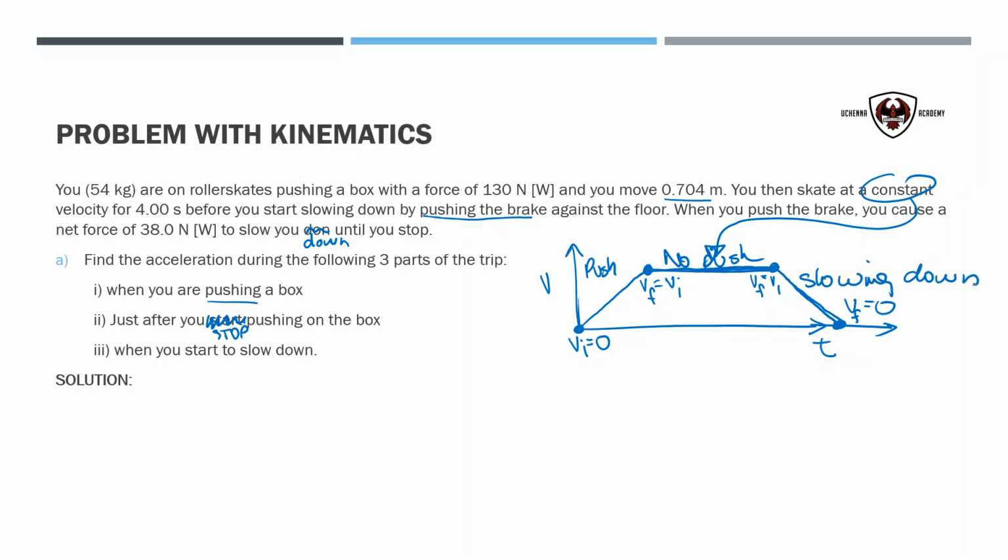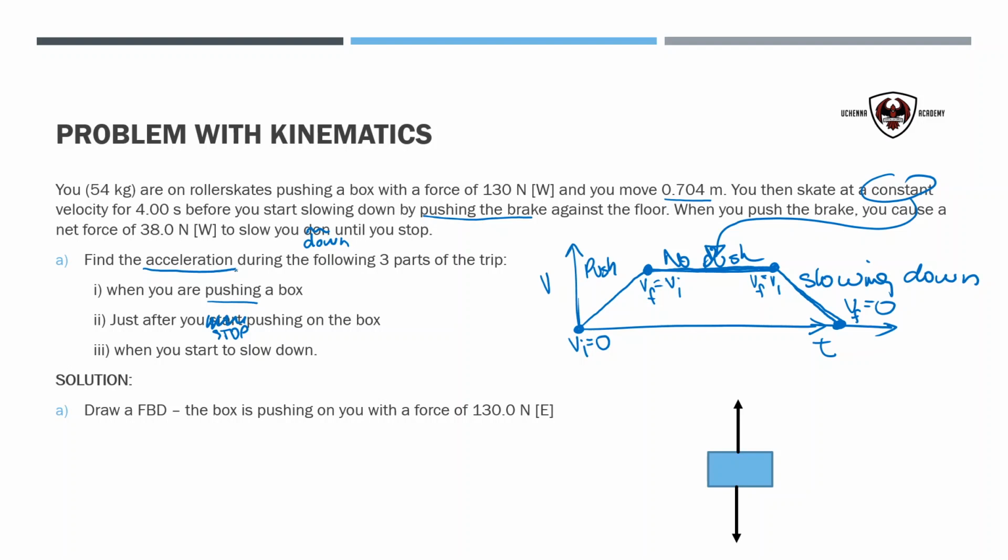So the first part of the question is really talking about acceleration. And it's asking us to find it during the three parts of the trip. The first part is when you're pushing on the box. So the first thing that you should do when you always do these type of problems is draw a free body diagram. And here's you pushing on the box.